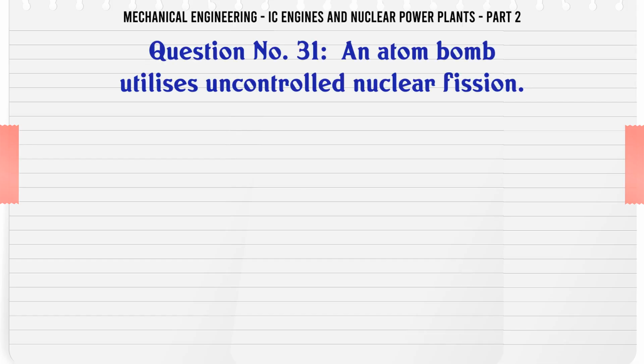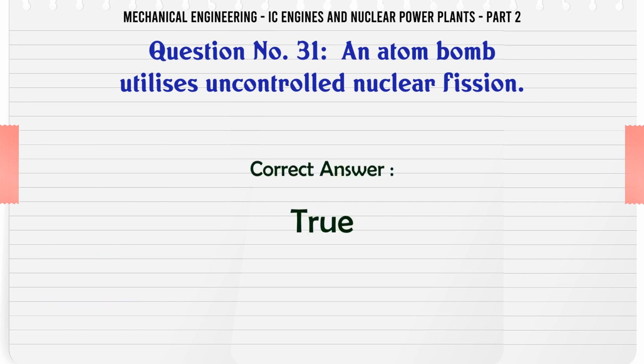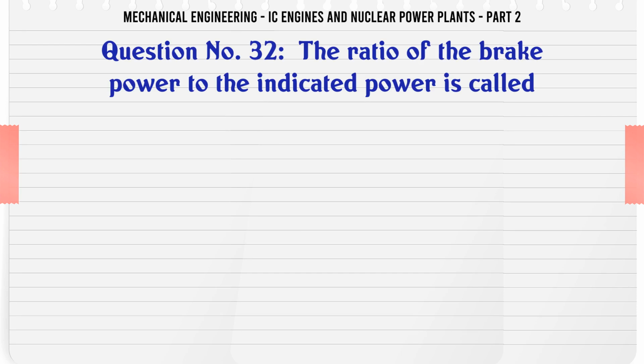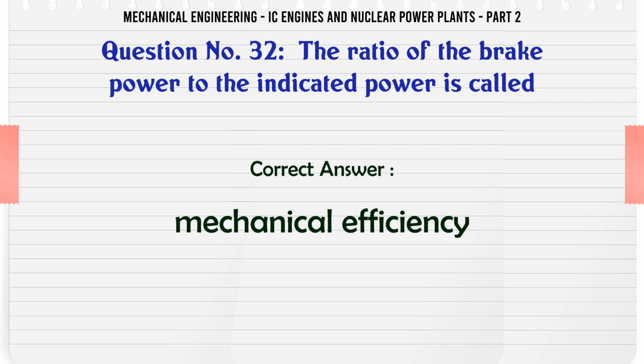An atom bomb utilizes uncontrolled nuclear fission. A. True. B. False. The correct answer is true. The ratio of the brake power to the indicated power is called A. Mechanical efficiency, B. Overall efficiency, C. Indicated thermal efficiency, D. Volumetric efficiency. The correct answer is mechanical efficiency.